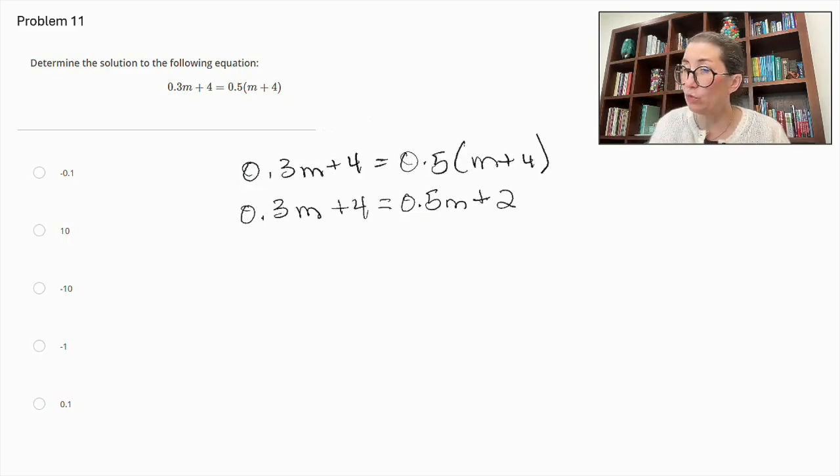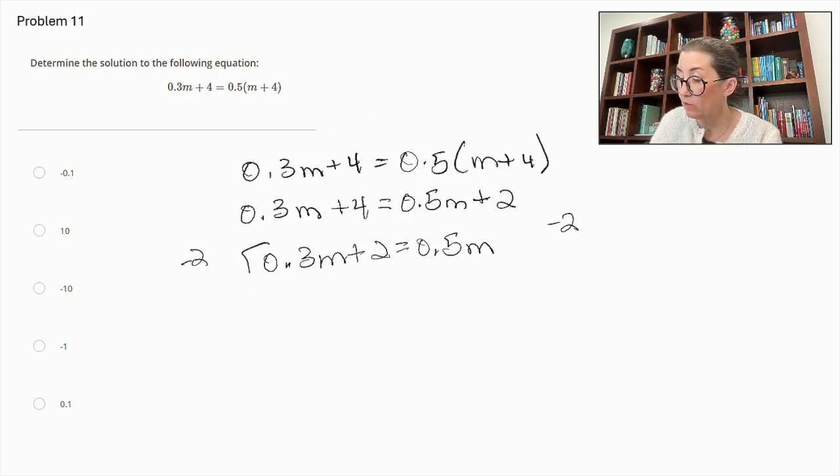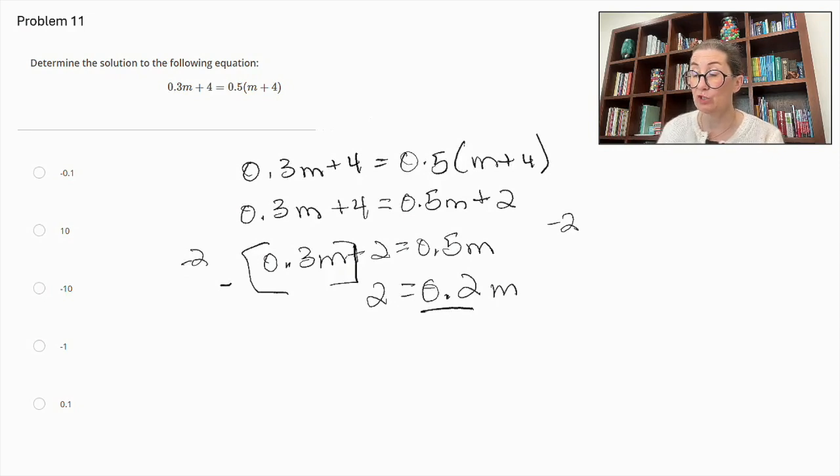Let's move all of the whole numbers to one side. We'll take away 2 from this side and 2 from this side. So now we have 0.3m plus 2 equals 0.5m. Now let's subtract 0.3m from each side, and we're left with 2 equals 0.2m. So now we need to divide by 0.2.